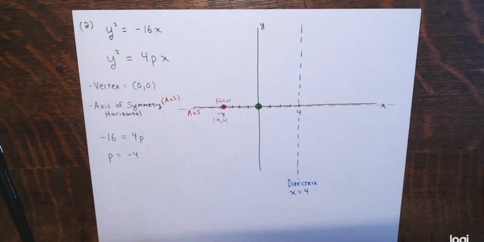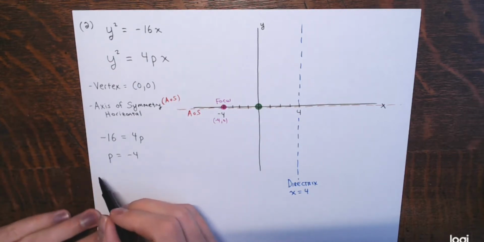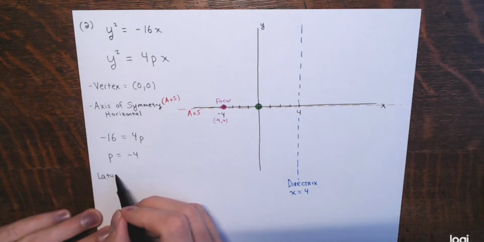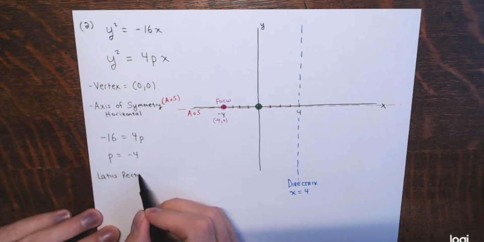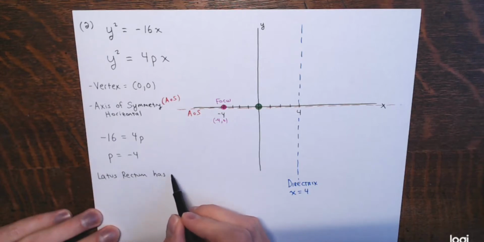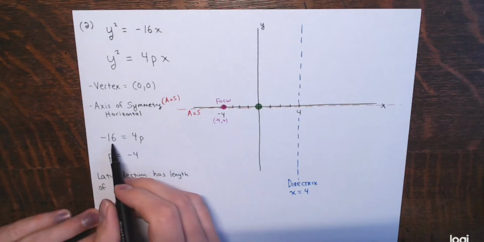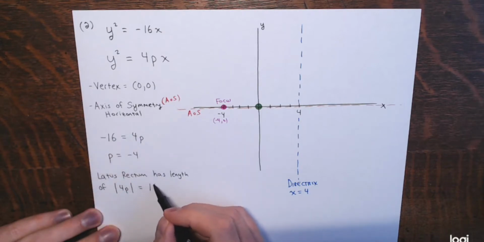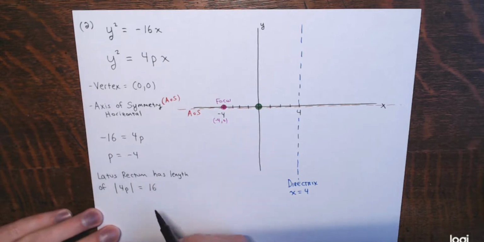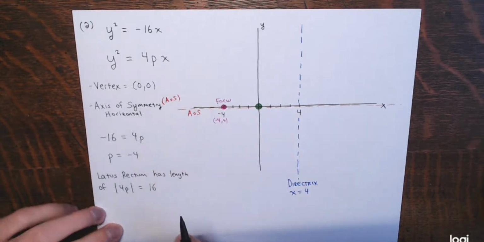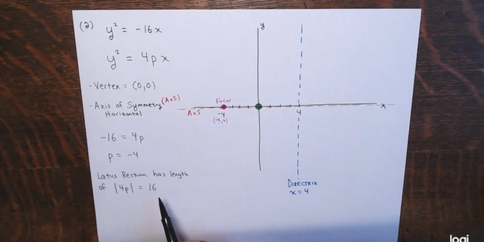All right, and now for those endpoints of the latus rectum. So remember the latus rectum, and I'll write this one more time here, has a length of the absolute value of 4p, which in this case 4p is negative 16, so the absolute value of that is positive 16. And the latus rectum should also be vertical, just like the directrix. And you cut this in half, and use symmetry.